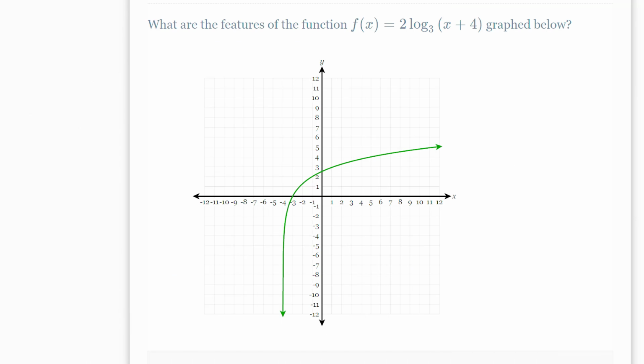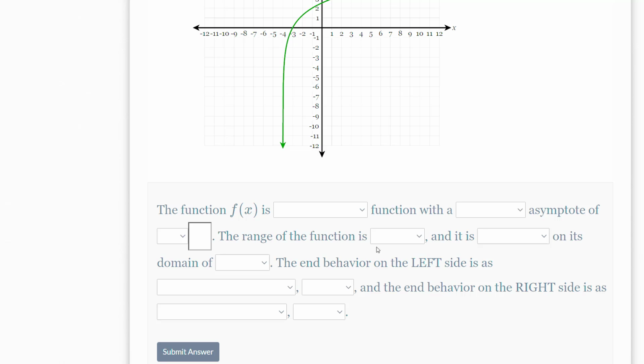This one wants us to talk about what the features are of the function f(x) = 2 log base 3 of (x + 4). So that's what the graph of 2 log base 3 (x + 4) looks like. And it's pretty clear that this is a logarithmic function because there's a log. So when we scroll down, the function f(x) is, obviously, a logarithmic function.